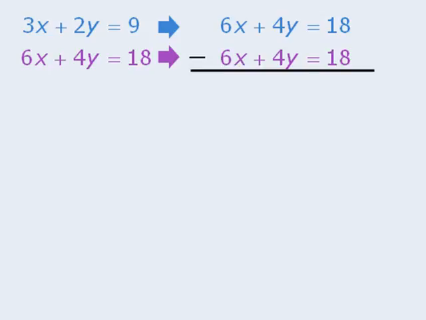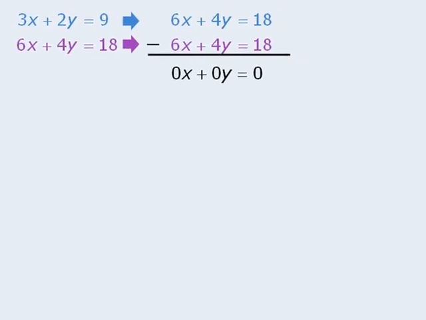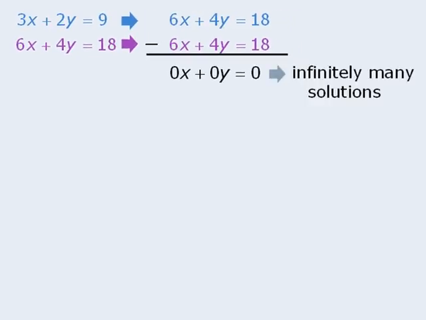the top equation. To begin, we'll subtract 6x minus 6x. Now normally we would just say that the x's cancel out here. However, we can also say that 6x minus 6x is equal to 0x. Similarly, 4y minus 4y equals 0y, and 18 minus 18 equals 0. Now, as you might imagine, the equation 0x plus 0y equals 0 will have infinitely many solutions. So we can say that the original system here must have infinitely many solutions.